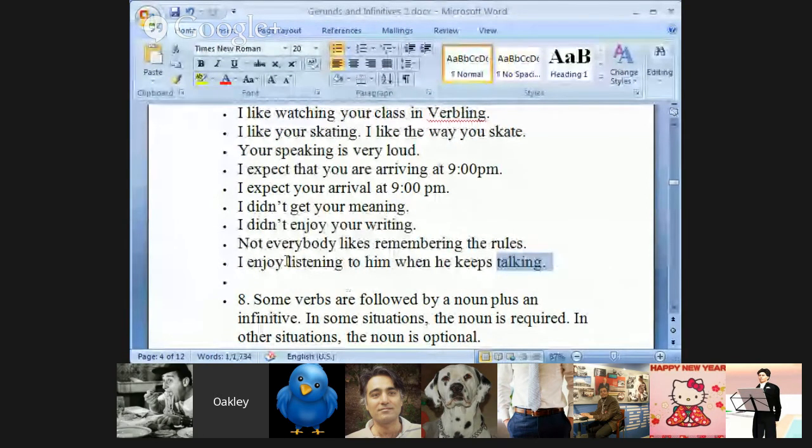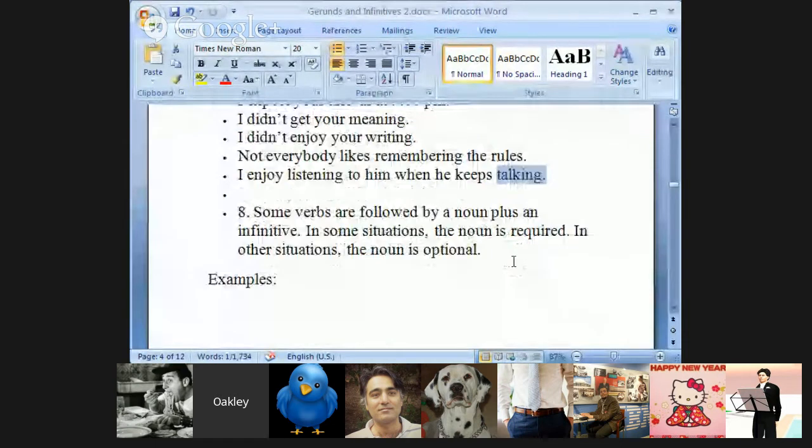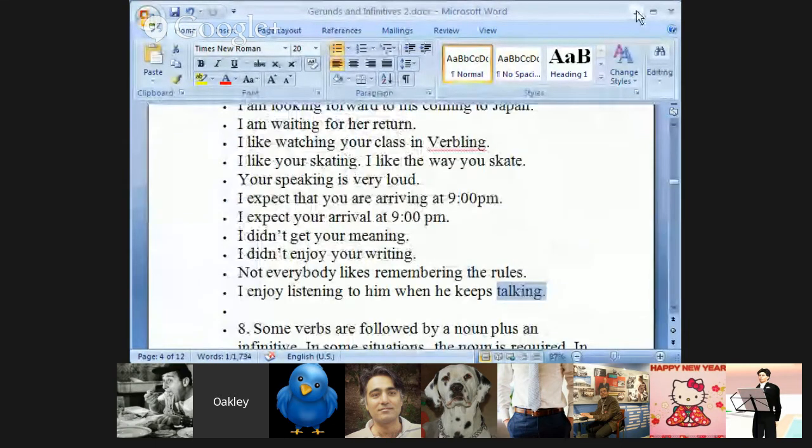You've got two gerunds. You have a main verb enjoy and a gerund listening. You're combining two clauses with a subordinator when. Main verb keeps, gerund talking. Ooh, that is difficult. Let's see. Hang on a second before we go any further here.